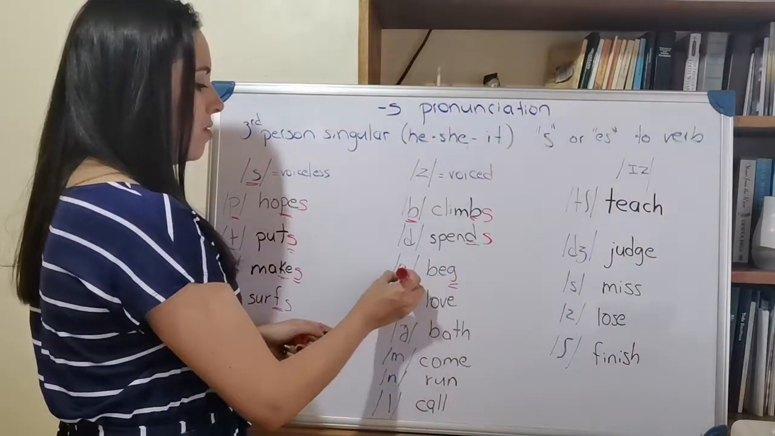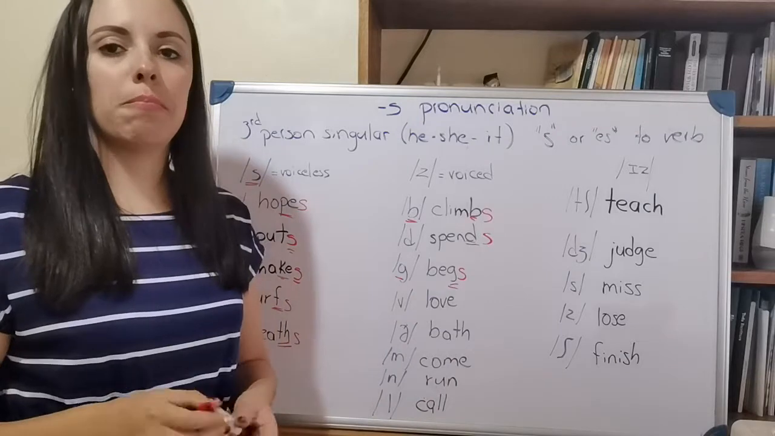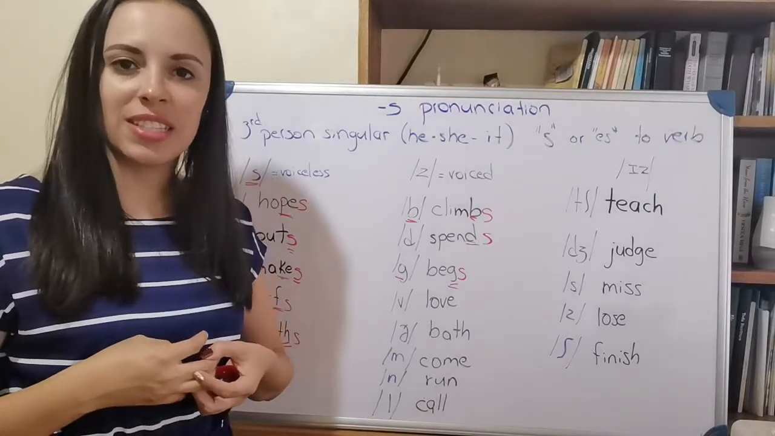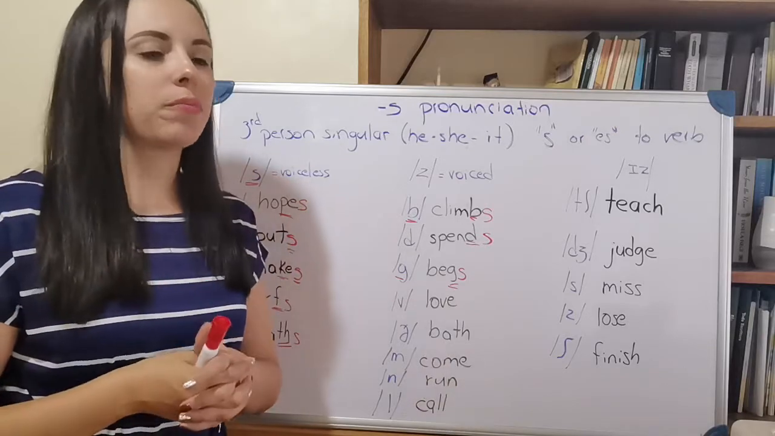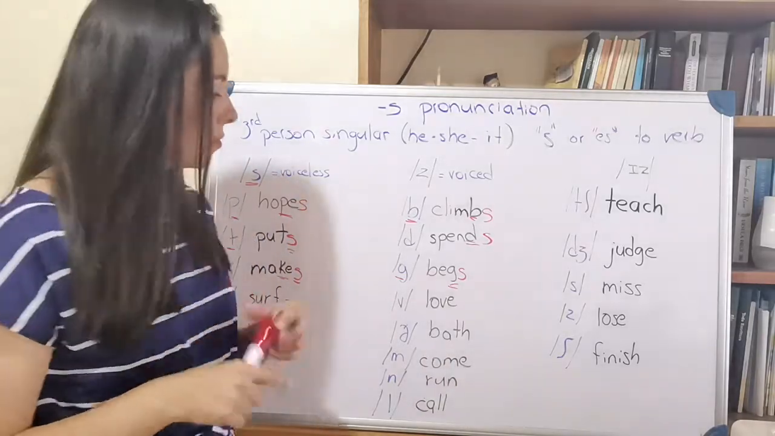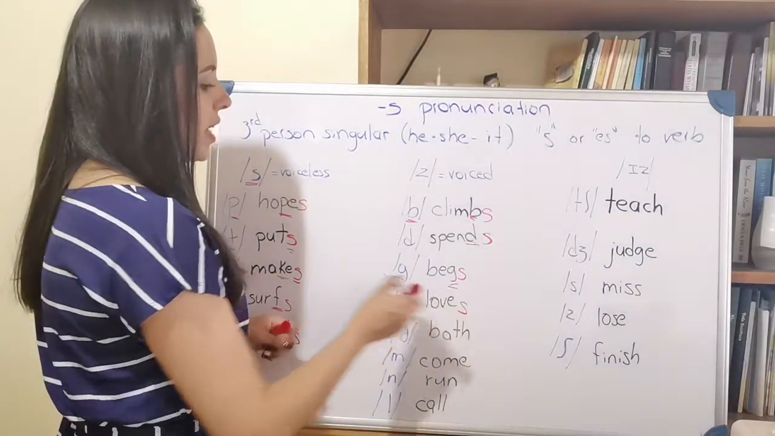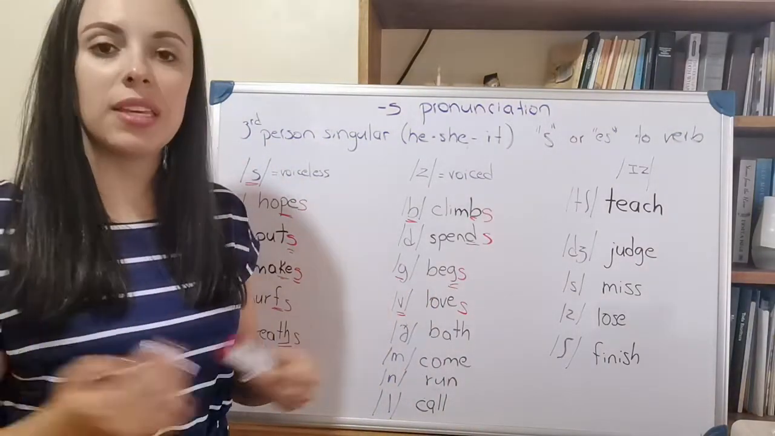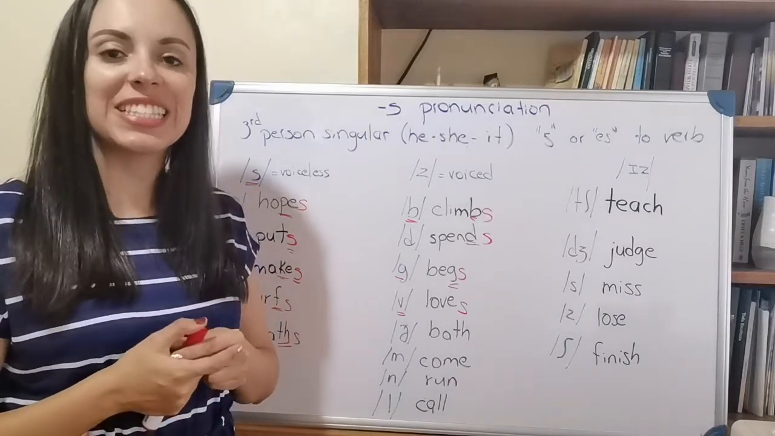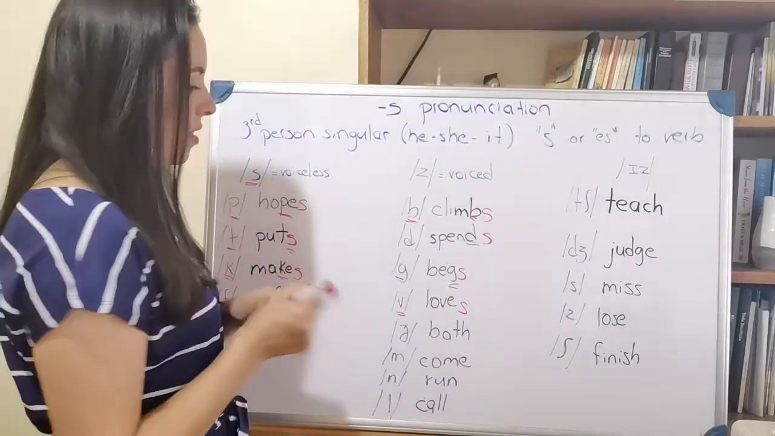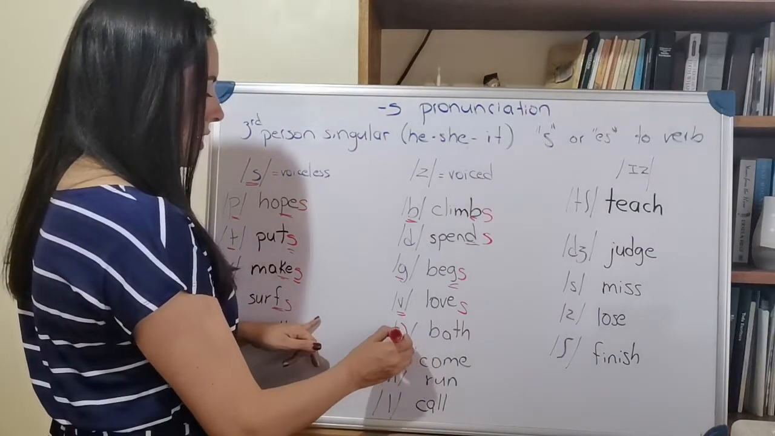Beg, last sound G. Begs, Z at the end, begs. She begs for money or he begs for food. Voiced, so when we say he loves me, okay, you need to say loves, Z at the end, loves. This symbol is kind of weird.